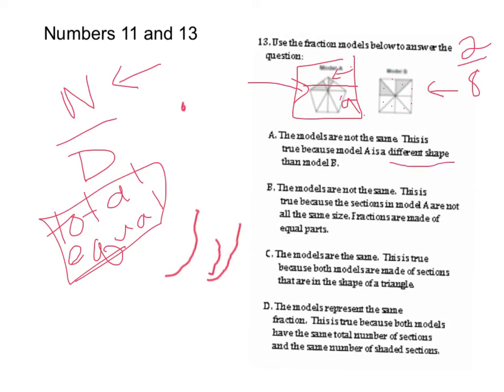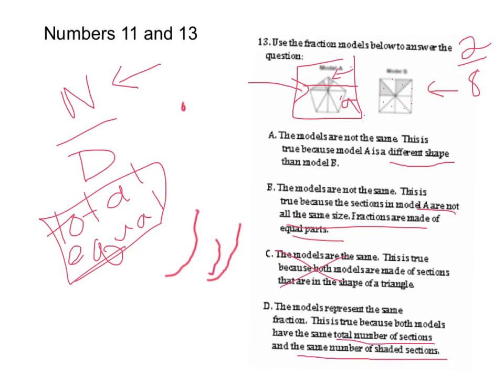This is a true statement, but is it the best answer? Let's keep going. B, the models are not the same. This is true because the sections of model A are not all the same size. Fractions are made of equal parts. Again, this is another true statement, so we're going to leave that one alone. C, the models are the same. We've already said they're not, so C cannot be the right answer. D, the models represent the same. This is true because models have the same total number of sections and the same number of shaded sections.